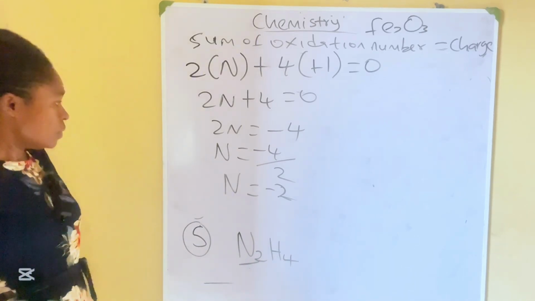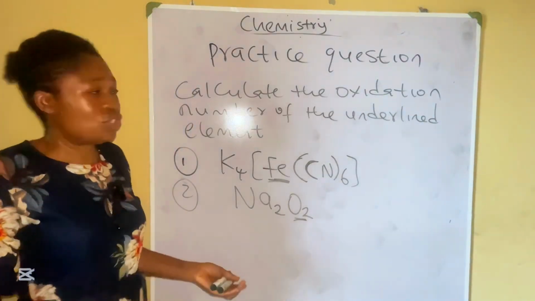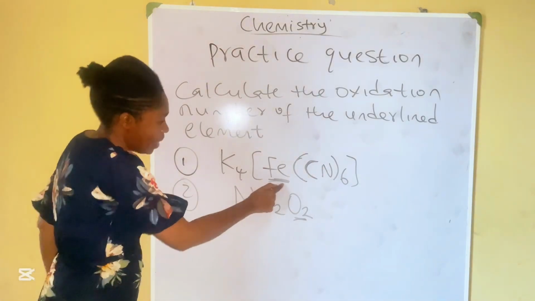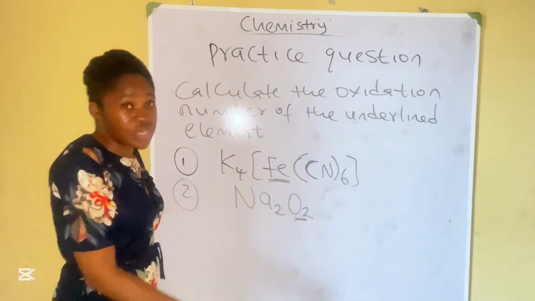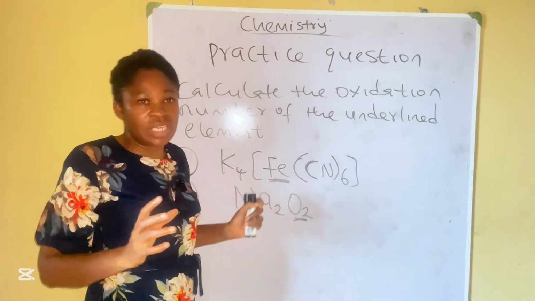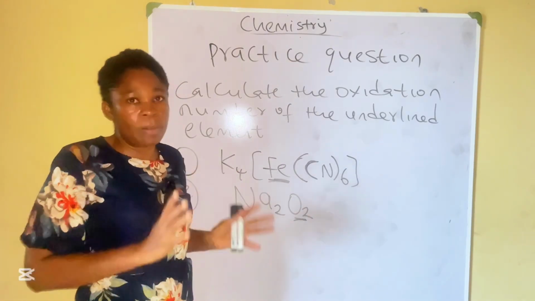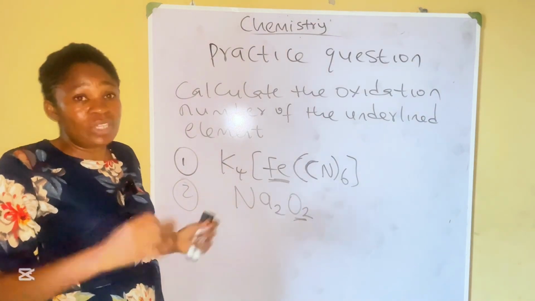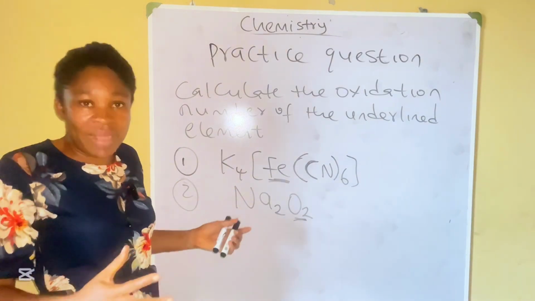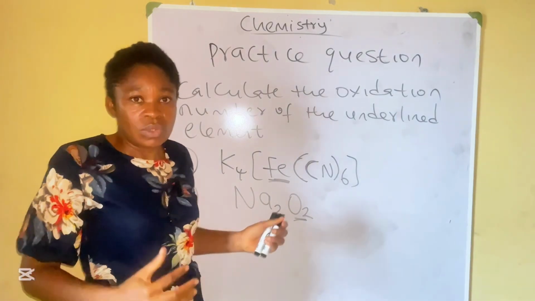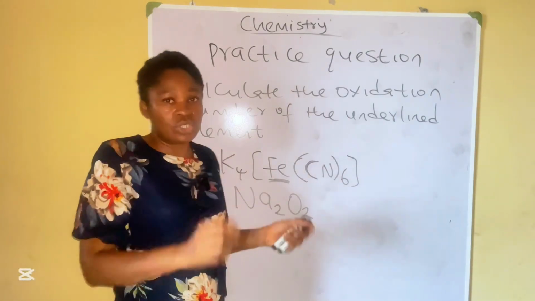Alright. We've come to the end of the lesson. Here is a practice question. Calculate the oxidation number of the underlined elements, iron and oxygen. When you do it, post it in the comment section. We have come to the end of this topic on how to calculate oxidation number. I hope you can find the oxidation number of an element in a compound or ion without any difficulty.